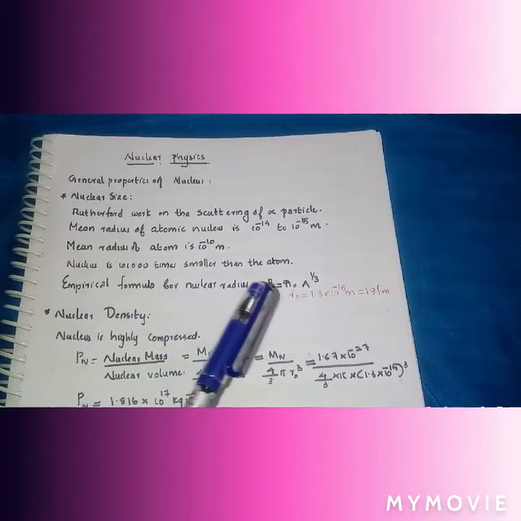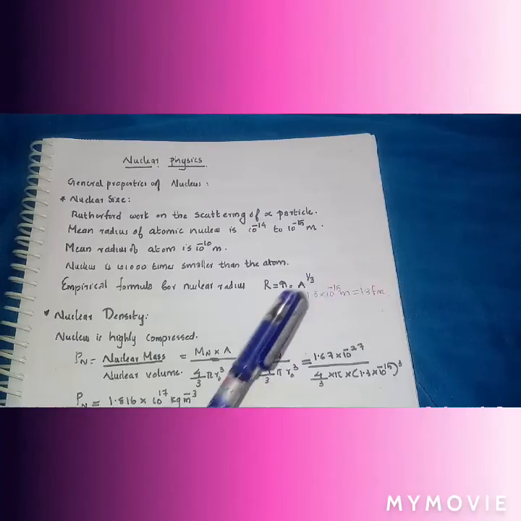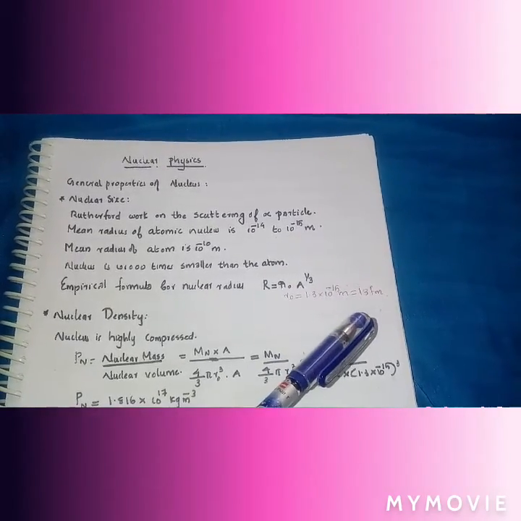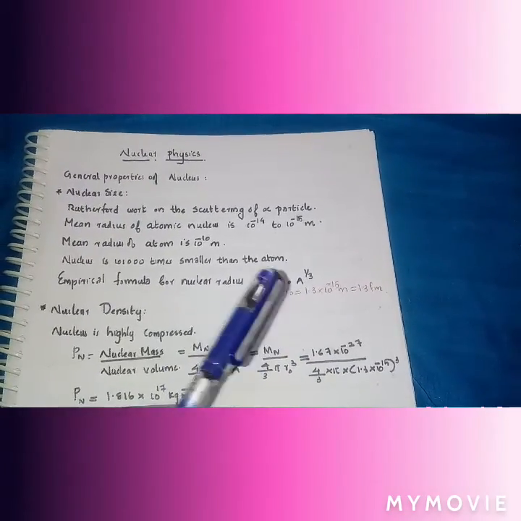Empirical formula for nuclear radius: R is equal to R0 A raised to 1 by 3. R0 is equal to 1.3 into 10 raised to minus 15 meter, that is 1.3 femtometer. A is the mass number.